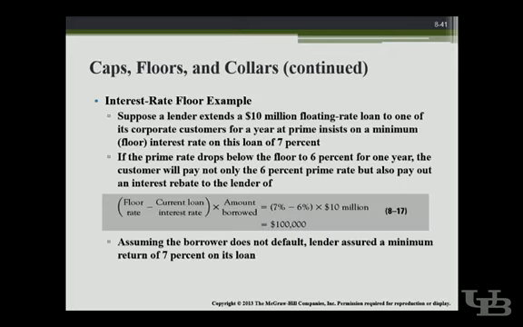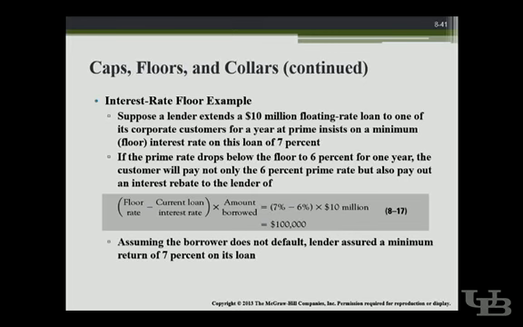What is a floor? A floor is just the opposite. Again, you're not responsible for the formula. The floor protects the bank, not the company. If interest rates were to fall, the bank will earn less interest.